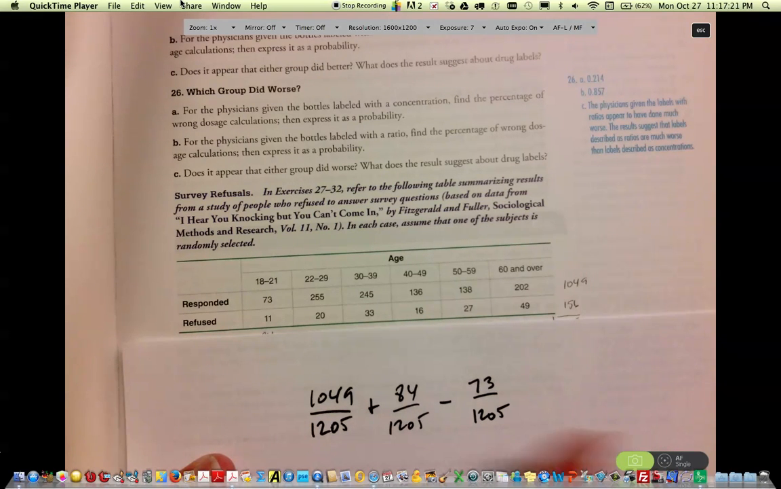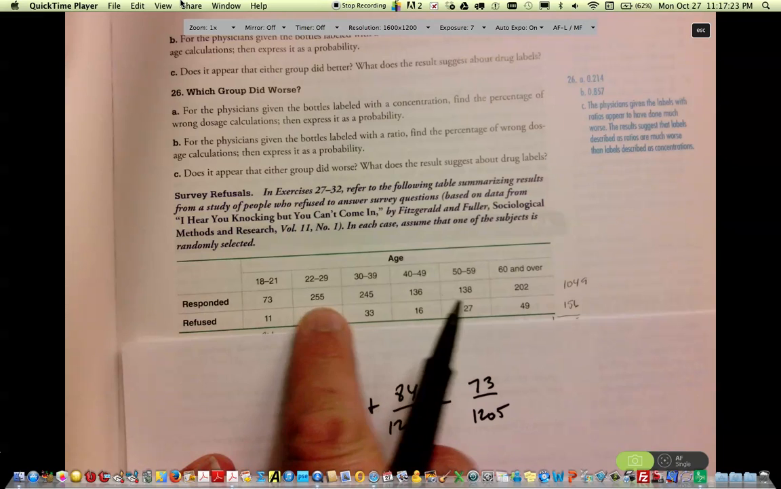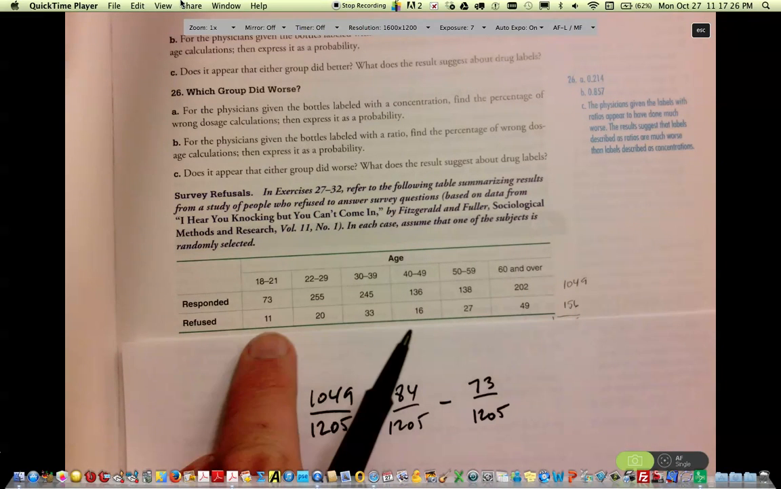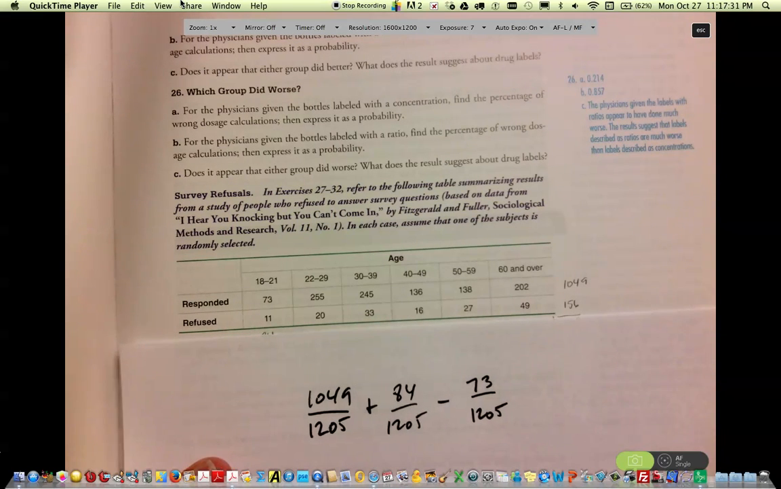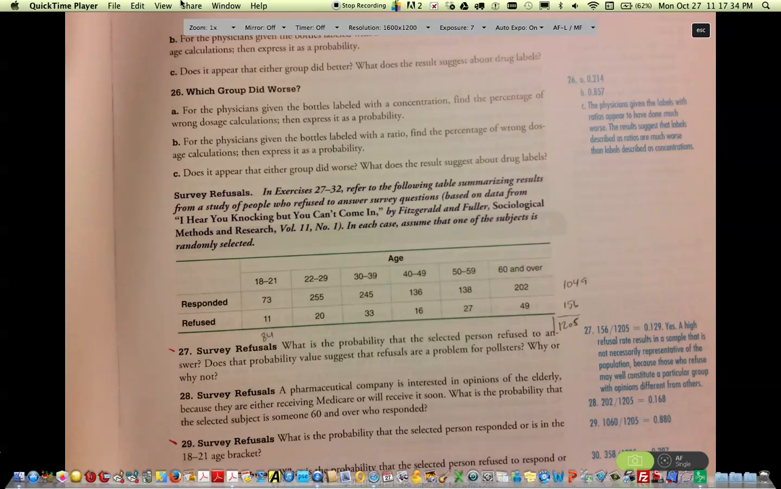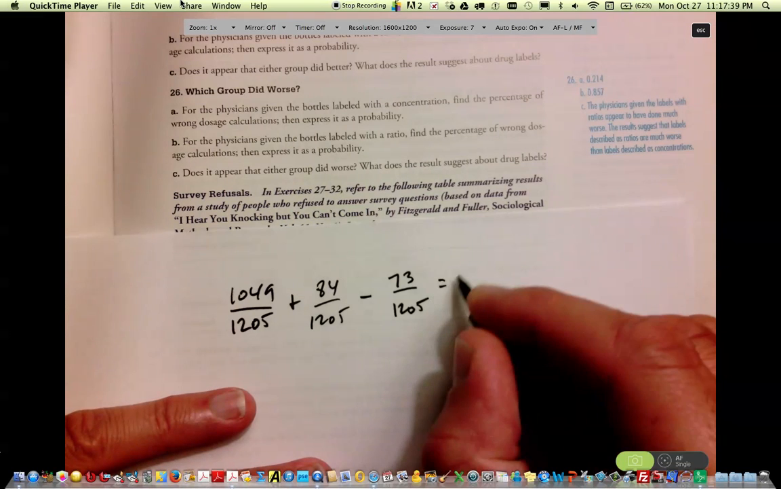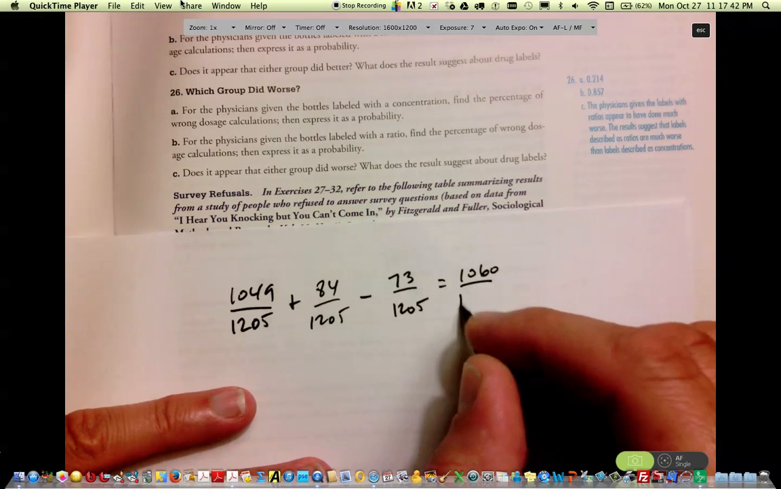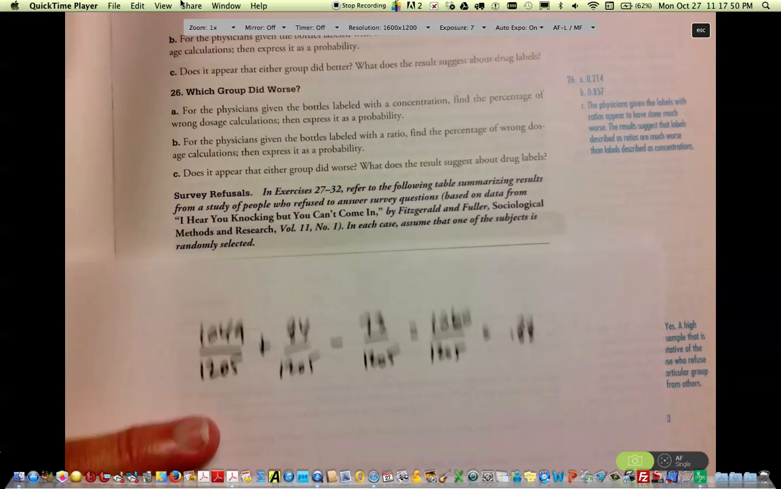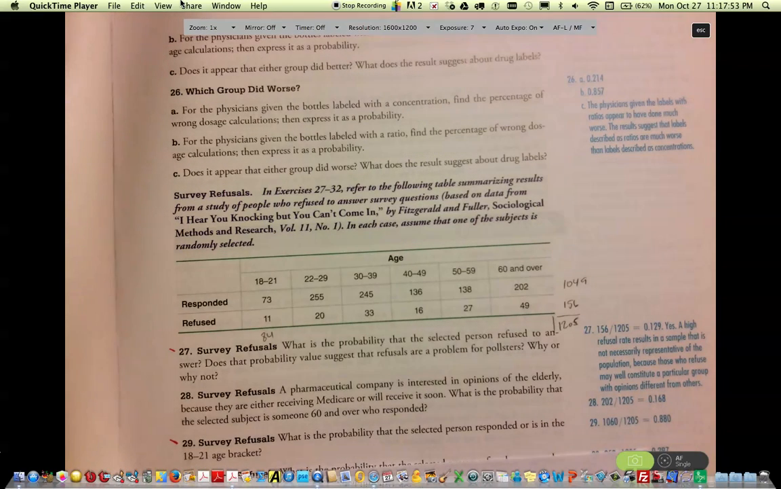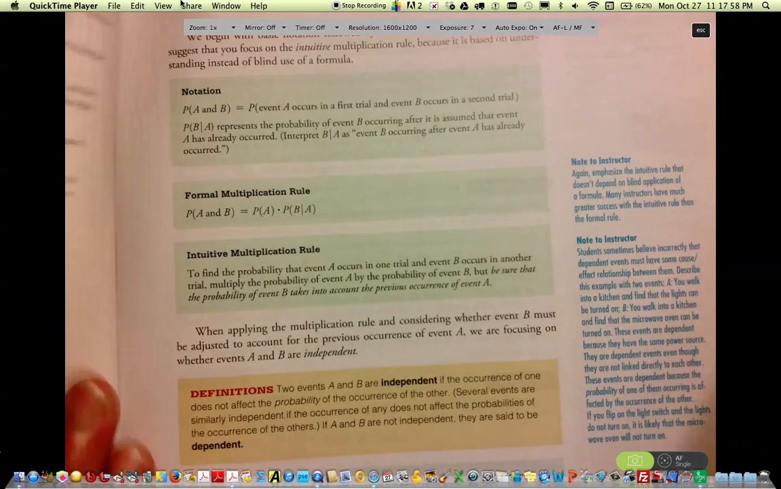All right, and when we do that, we essentially get 73 plus 255 and this and this and this plus this. And we don't want to count the 73 again, so we end up taking that out. So the answer to this question is going to add up to 1,060 out of 1,205, which ends up being about 88%. So about 88% is the answer to that question. All right, let's move on to a few more questions here.